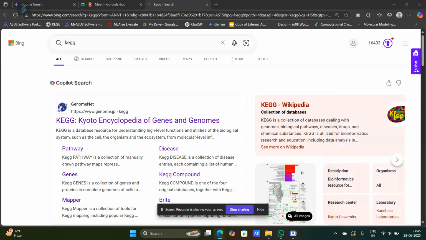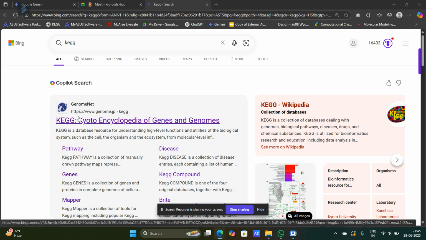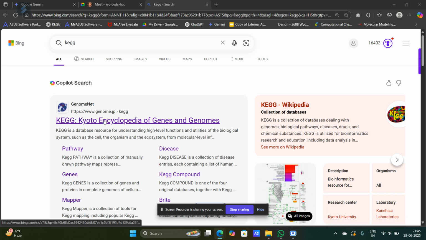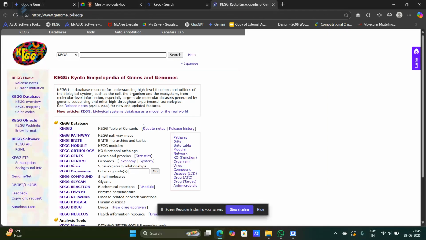Okay, we'll start now. So today we will learn one of the web tools which is open source, freely available, anyone can use, and that is called KEGG. When we search KEGG in Google, we will get this result. Click on the first result, www.genome.jp. And when you click on this, you will get this interface.